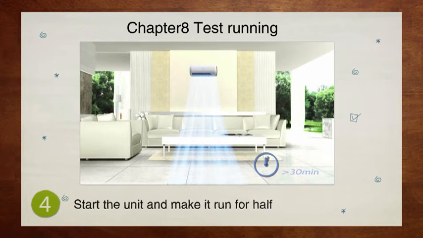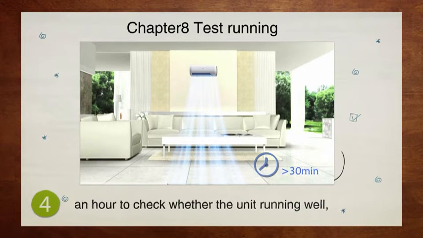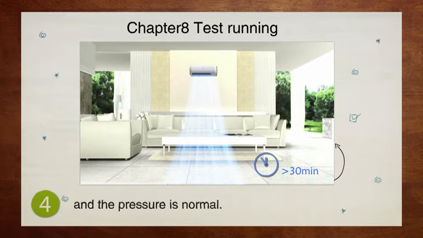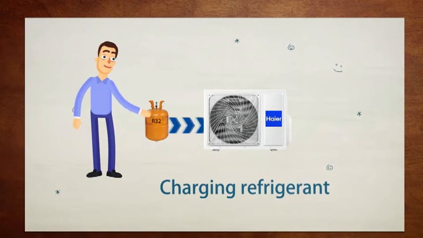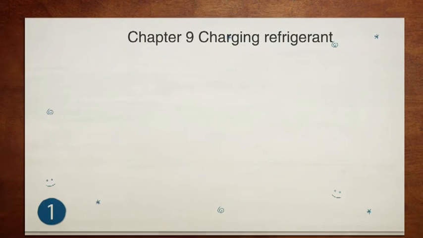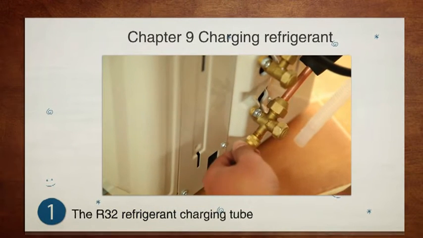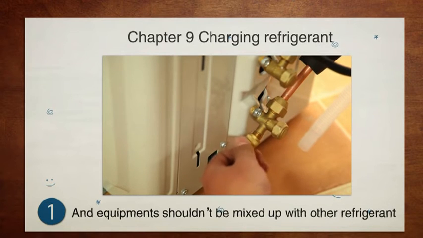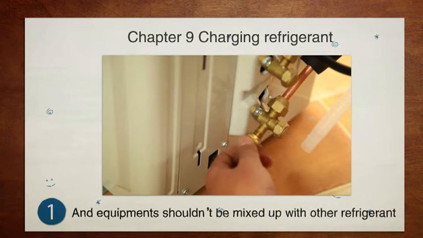Start the unit and make it run for half an hour to check whether the unit runs well and the pressure is normal. Chapter 9. Charging refrigerant. Number 1. The R32 refrigerant charging tube and equipment shouldn't be mixed up with other refrigerant.